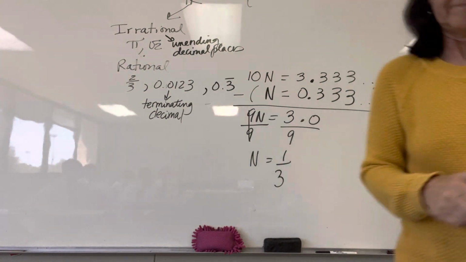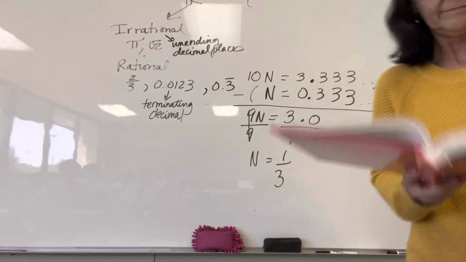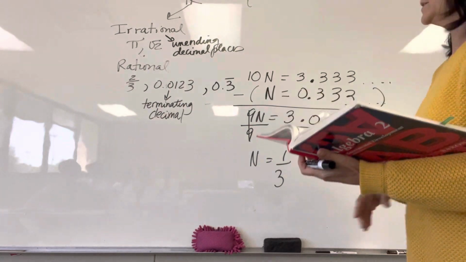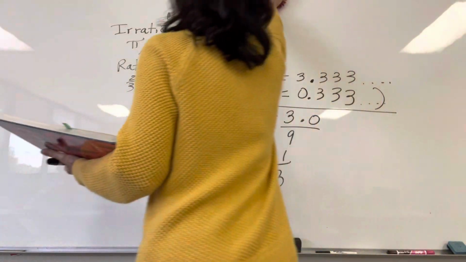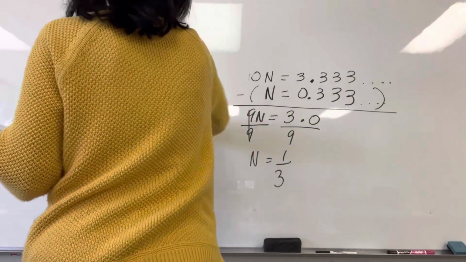Now, let's go to example 3 on page 430. We'll come back to the first two examples. We're just going to focus on repeat decimals here.